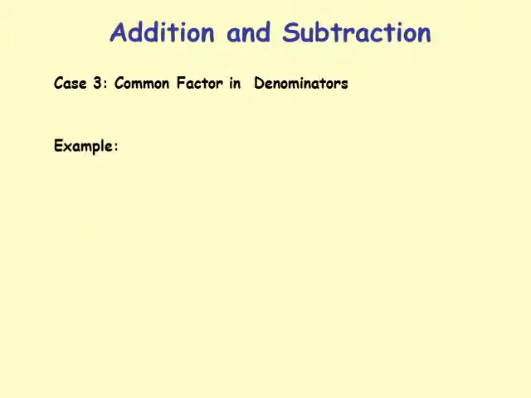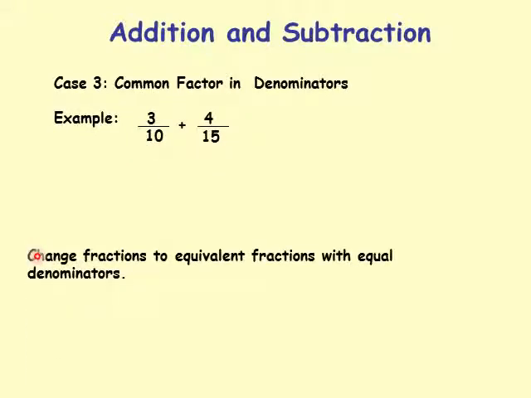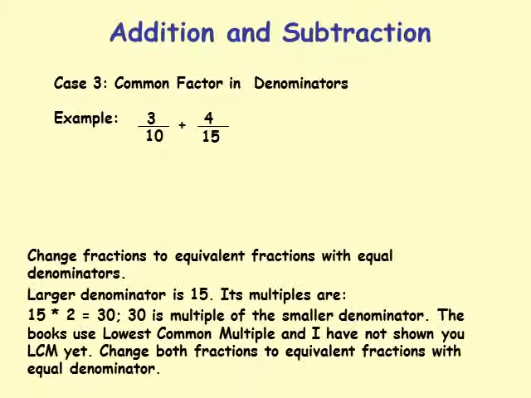Let's continue here. I'm going to take this example again, counting factors in the denominator: 3 over 10 plus 4 over 15. The common factor is 5 here. Let's see what we do. We're trying to change the fractions to equivalent fractions with an equal denominator. In the previous slide, there were multiples, proportional denominators. Now it's a common factor, so we have to change these to equivalent fractions with a common denominator. Let's see what I do. The larger denominator is 15.